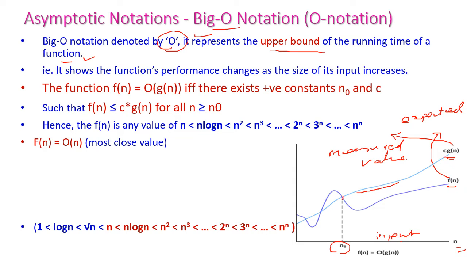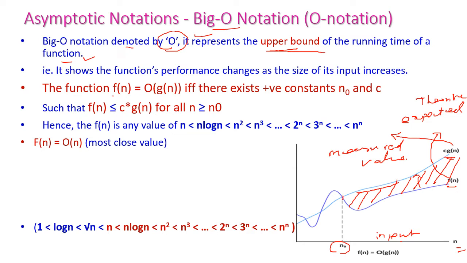Okay, hence the measured or computed g of n should always be above the expected or theoretical value. The calculated value should be above the theoretical value. Then this will come under big O notation, that is the upper bound. That means the value should always lie in this region.